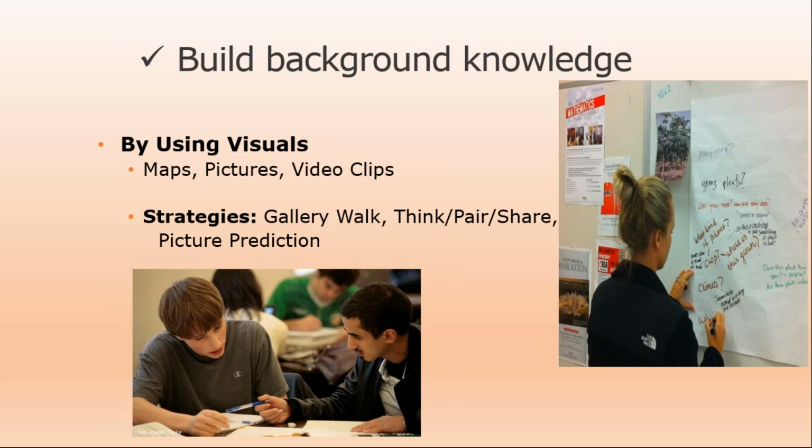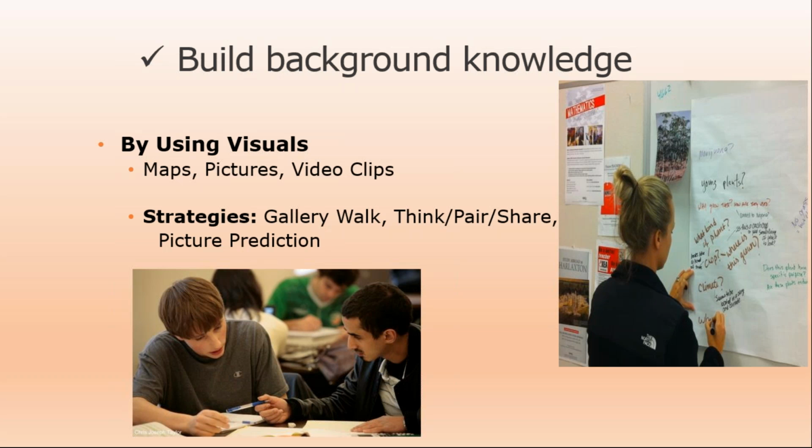So some strategies that have worked for me in the past: gallery walk. If you look at that picture on the right side, that's a high school student. We were getting ready to study a unit on Africa, and we looked at some different pictures of different regions in Africa, and they wrote down what they noticed. While that's a good strategy for all learners, it's really good for English language learners, because they're getting an idea in their mind before we read any of the text that came with it.